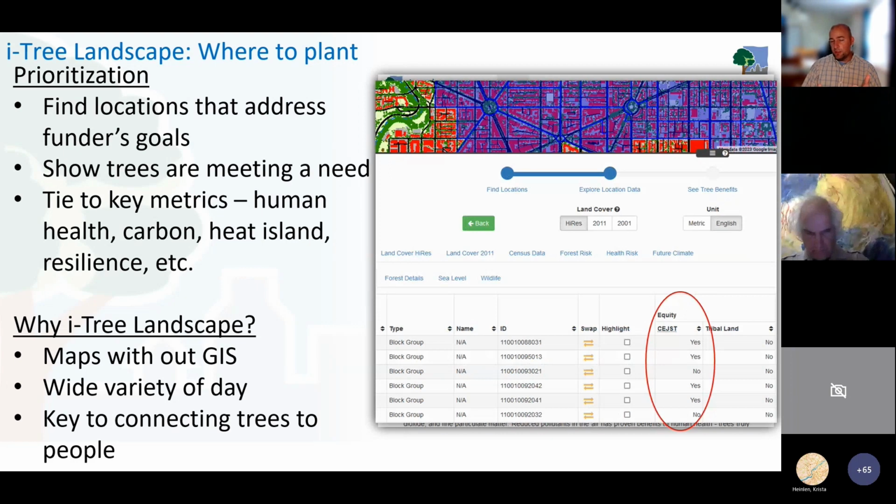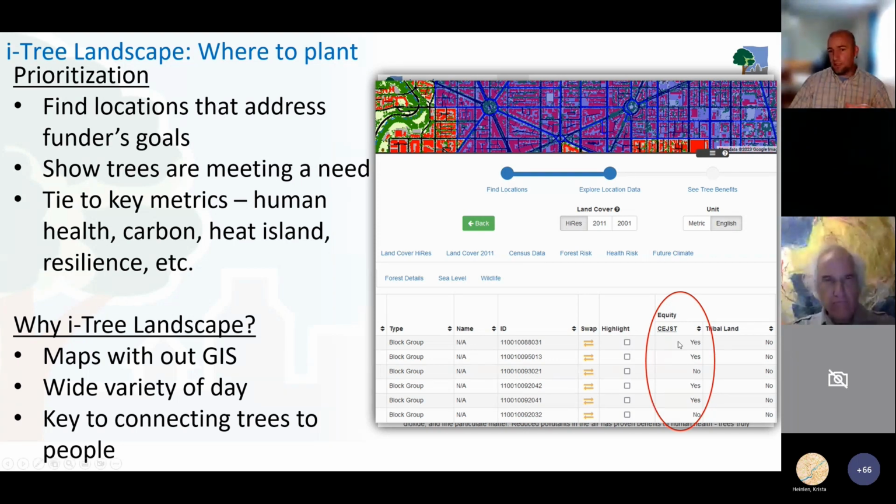And another thing with iTree Landscape, and this is just brand new as of this week, is that it really does try to address some of these funding needs. Within iTree Landscape, we've just added this CEJST column here, and this has to do with the federal government's Justice40 program. A lot of federal government funding has to go through to communities in need.